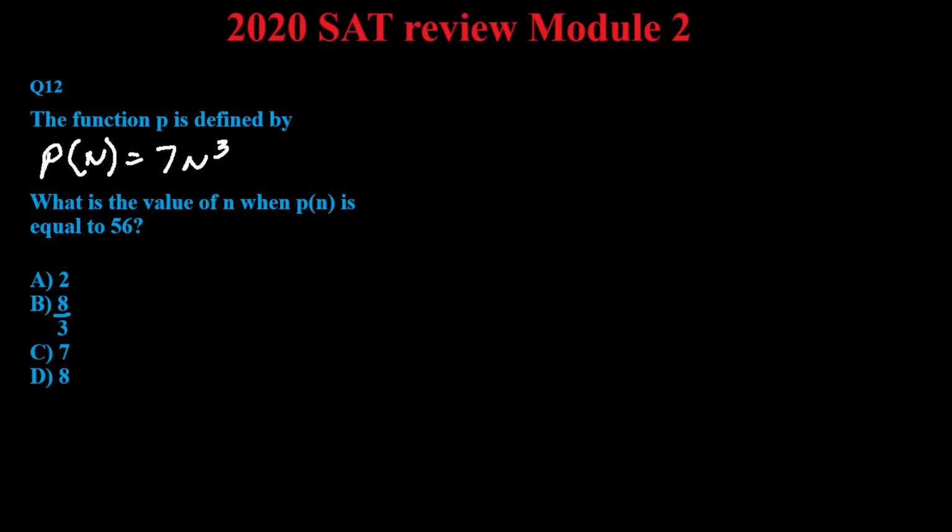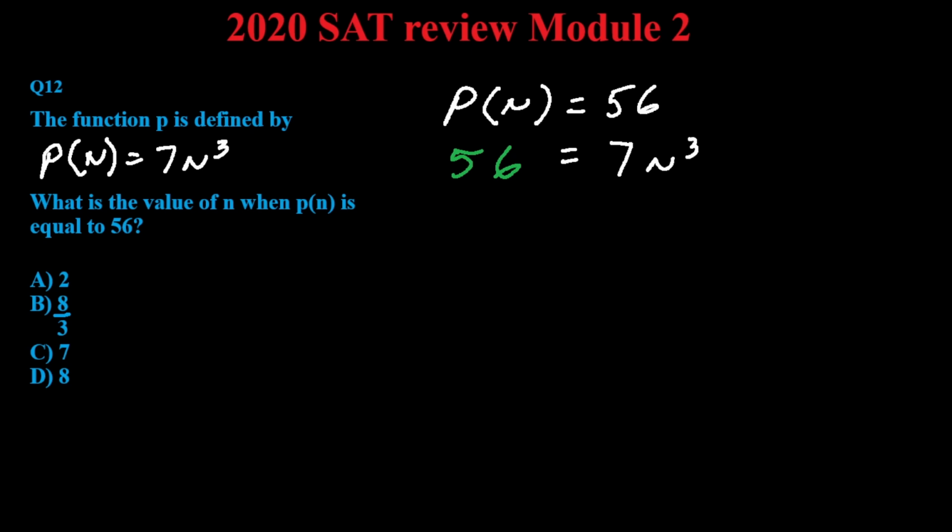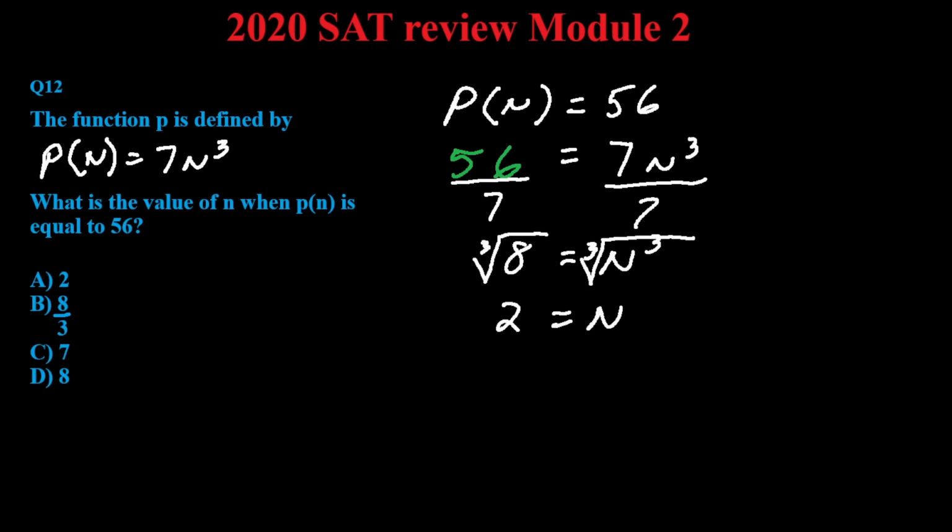In question 12, we're given the function p of n equals 7n to the third, and we're asked to find the value of n when p of n is equal to 56. So we substitute 56 for p of n, and then we get 56 equals 7n to the third. We divide both sides by 7. And then we take the cube root of both sides, and the cube root of 8 is 2, which is choice A.